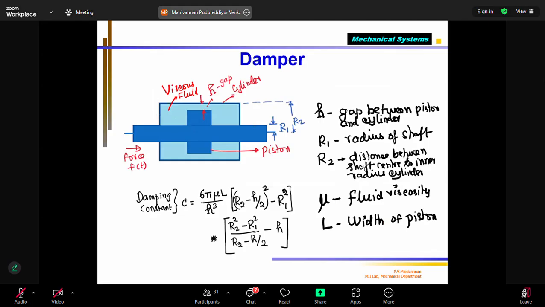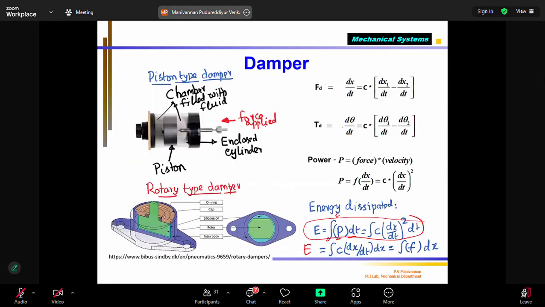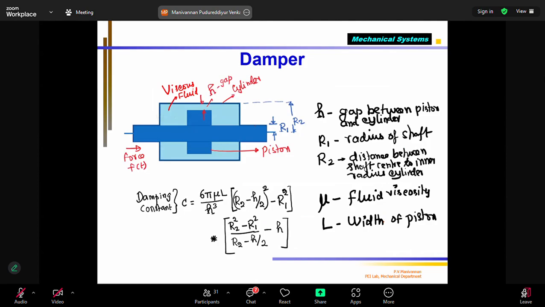Okay. So I told you now there are two types of damper. I want to give a little more. Here you can see that this is my cylinder, completely enclosed, filled with viscous fluid, light blue color viscous fluid. Then I have a piston which is attached to a shaft. This is the piston, which is going to move inside the cylinder which is filled with a viscous fluid.